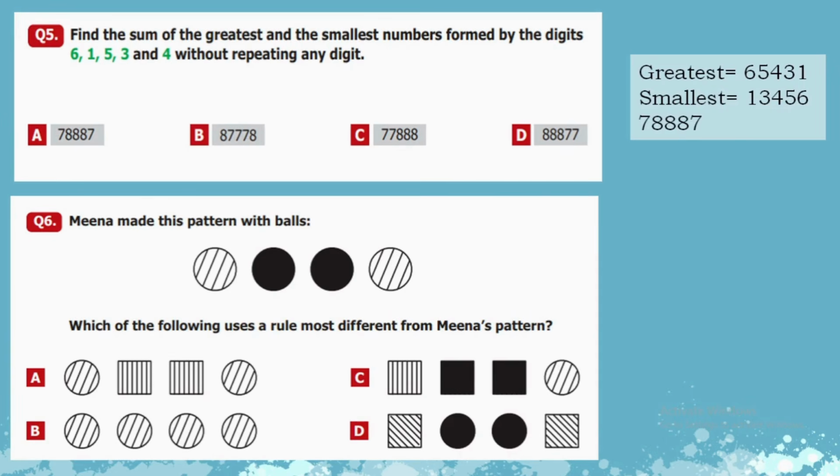They ask you about the sum of the greatest and smallest numbers. So when we add these two numbers, the answer will be 78,887. So A is our correct answer over here.